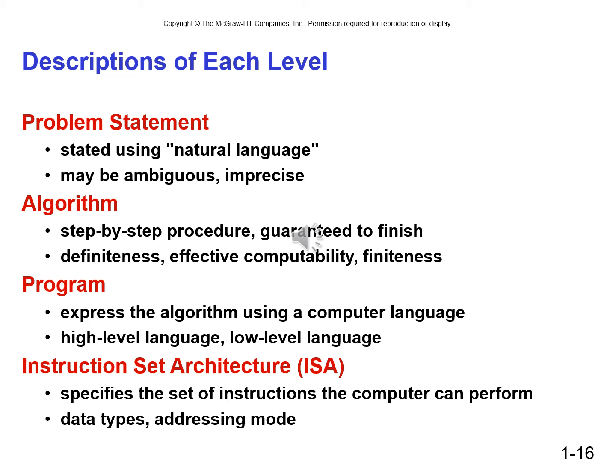Okay, and one of the problems with the problem statement is it may be ambiguous and imprecise, so we need to translate that problem statement into an algorithm, a step-by-step procedure guaranteed to finish, that is characterized by finiteness, definiteness, and being effectively computable. So that's a big part of the process, reducing or eliminating ambiguity and imprecision from the problem statement as we translate it to an algorithm.